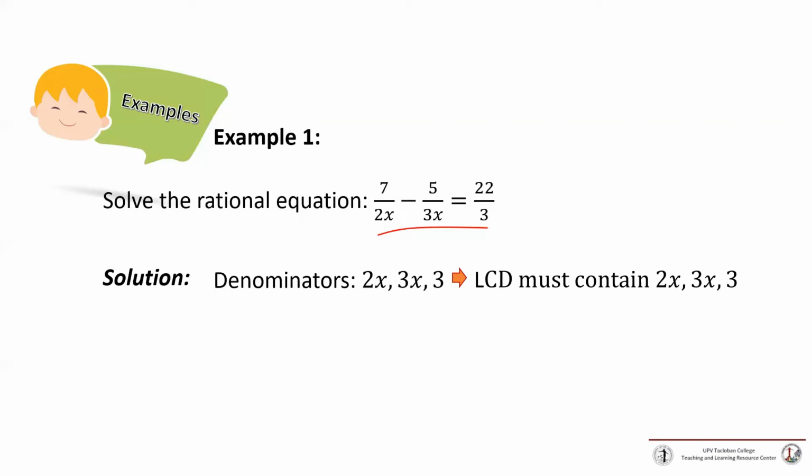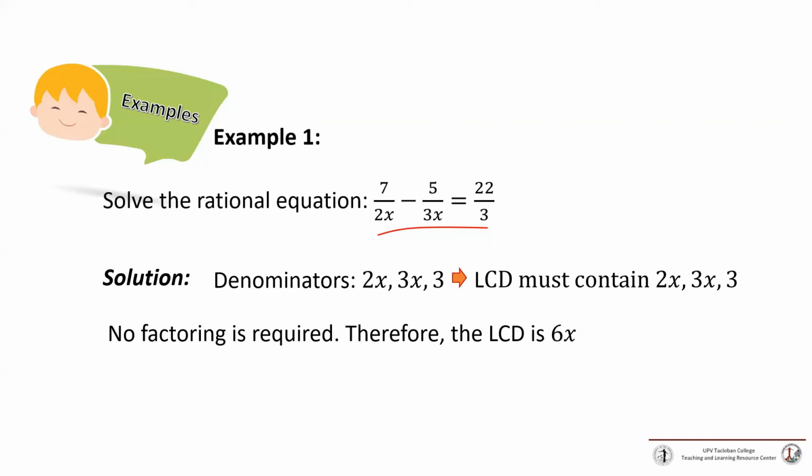In this case, no factoring is required. Therefore, the LCD is 6x. It contains all the three denominators. No factoring is required because, in this example, it's already factored: 2x, 3x, and 3. So we proceed to finding the LCD.